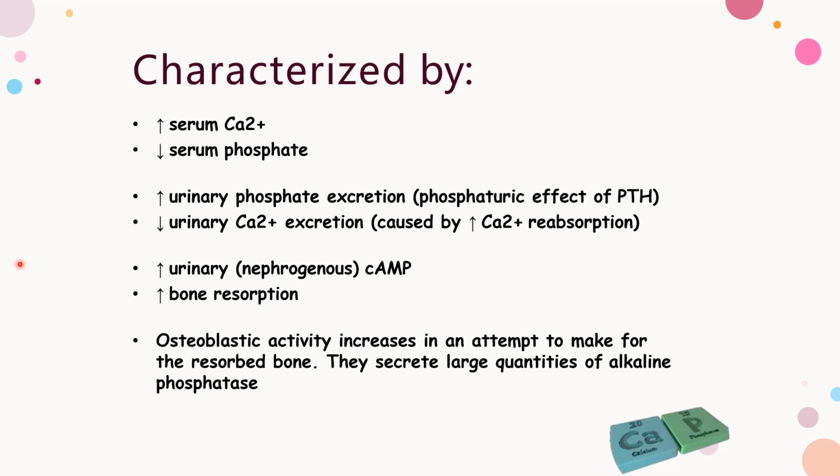This condition is characterized by increased serum calcium and decreased serum phosphate, increased urinary phosphate excretion and decreased urinary calcium excretion, increased urinary cyclic AMP, and increased bone resorption. And the osteoblastic activity increases in an attempt to make further resorbed bone. They secrete large quantities of alkaline phosphatase.